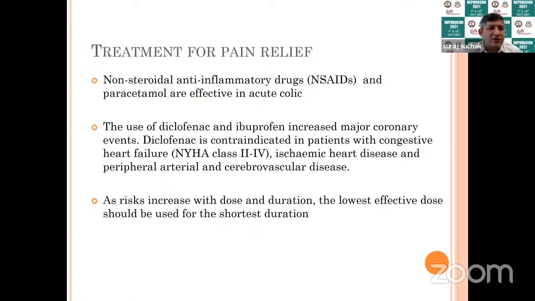Now, when this patient has presented with pain, we want to relieve his pain. The best treatment for pain relief is NSAIDs, non-steroidal anti-inflammatory drugs. However, when we give these medicines, we must ensure that the creatinine is not high.